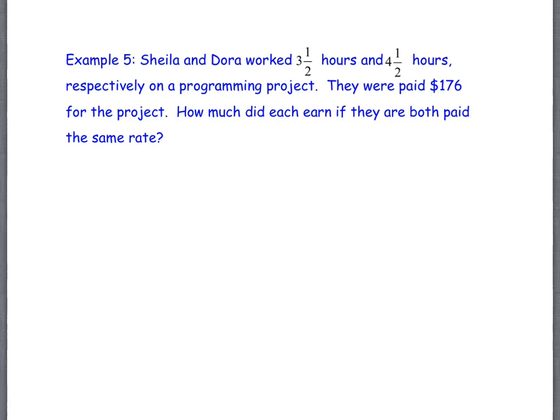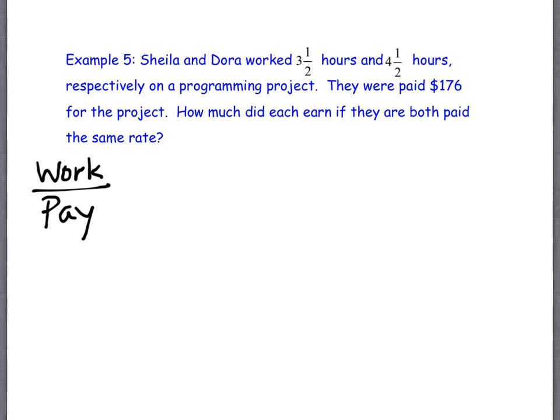Hopefully you look at that and you don't say, well, they're just going to divide it in half, right? That wouldn't somehow be fair, right? The person who worked more should get paid more. That's what this problem is getting at. So what are we comparing? How much they worked to how much they got paid. Good. So I'm going to put work over pay. Does that sound okay?